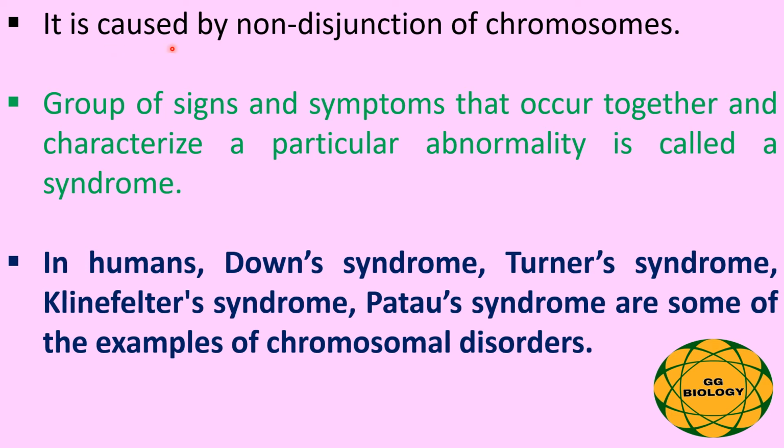Aneuploidy is caused by non-disjunction of chromosomes. A group of signs and symptoms that occur together and characterize a particular abnormality is called a syndrome. In humans, Down syndrome, Turner syndrome, Klinefelter syndrome, and Patau syndrome are some examples of chromosomal disorders.